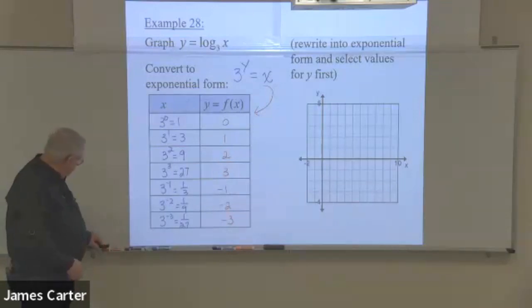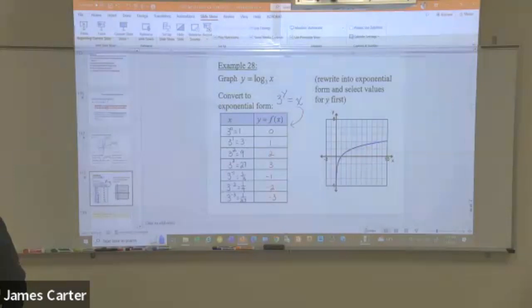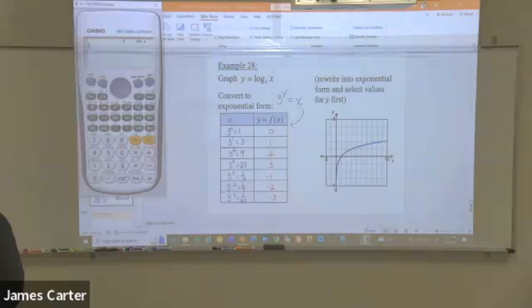Now, if you really wanted to, you could get out your calculator, and I can't imagine for any reason why you would want to do this. Let me clear it. Okay, we could put in log of 3 of 0. Where's my mouse? There we go. Of 0 equals, well, it won't do that one. So log 3 of 1 equals 0.